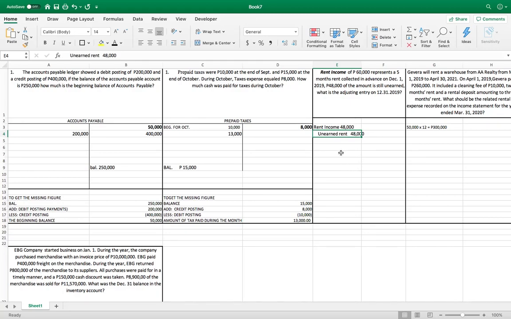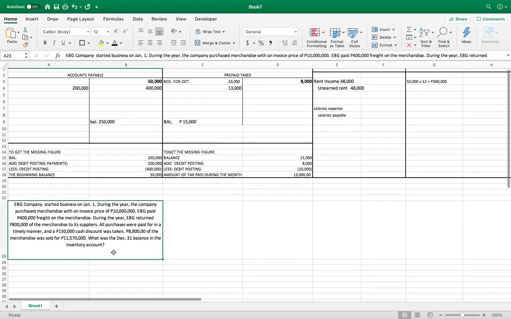Now, if the omitted adjustment is an expense, for example, debit salaries expense and credit salaries payable, if this entry is omitted, again, what happens to the income or profit of the company? The profit of the company is overstated by the amount of the salaries not being recorded. And again, the payable or the liability is understated. Okay? So please take note of that.